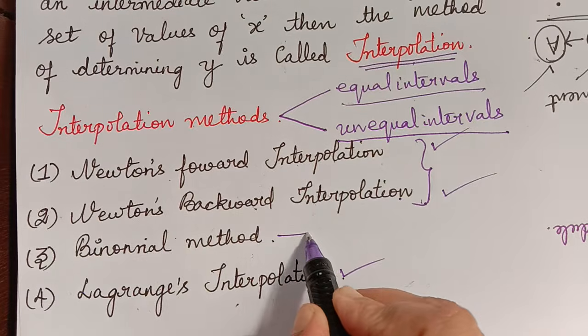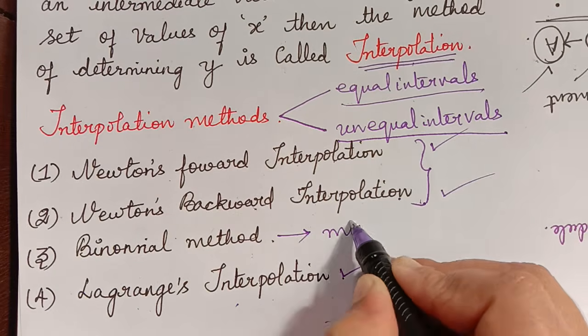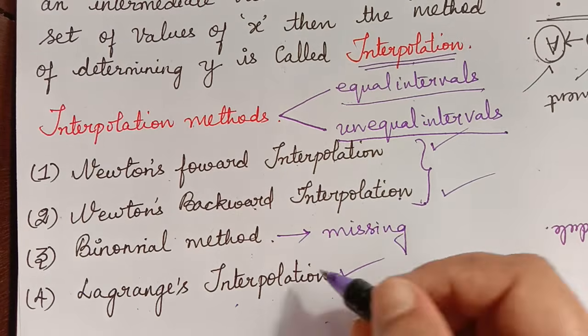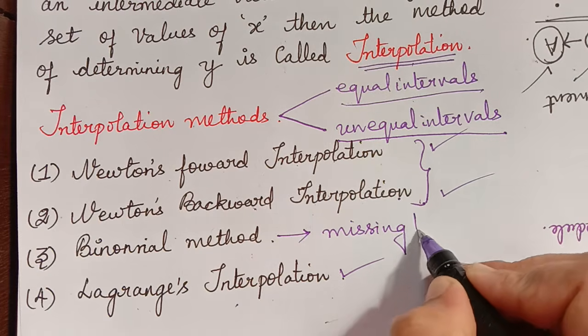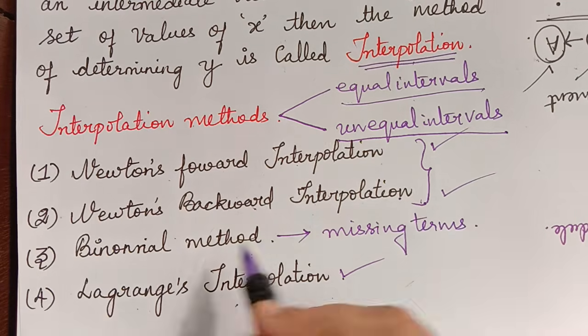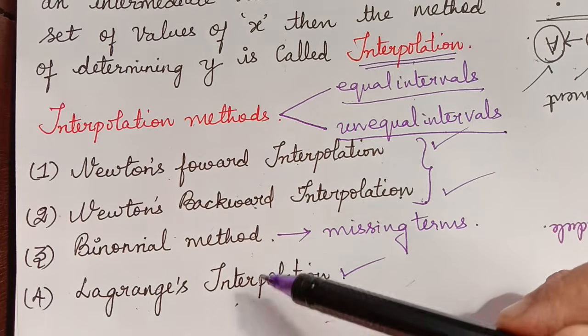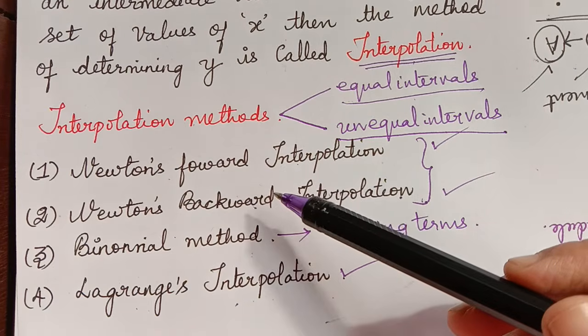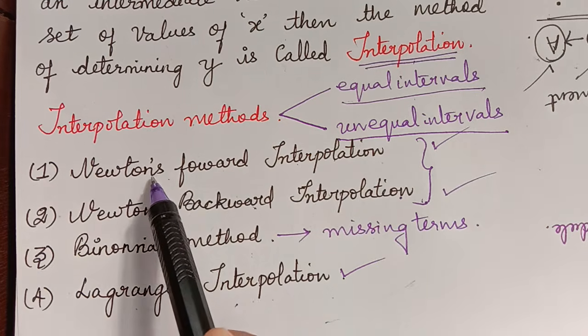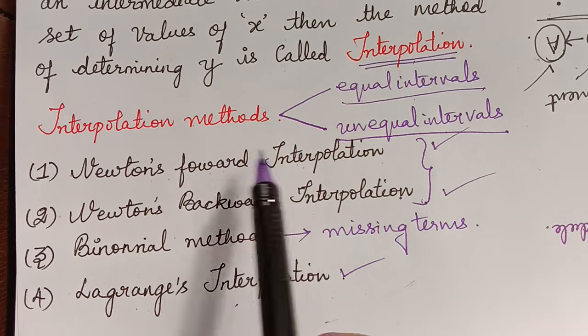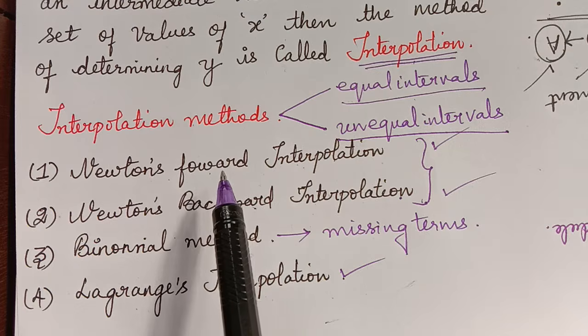And the binomial method is used for finding the missing terms in the table of x. Now we shall understand all these concepts better with the help of an example. So in this video we will be learning about Newton's forward interpolation formula. Let us see that now.